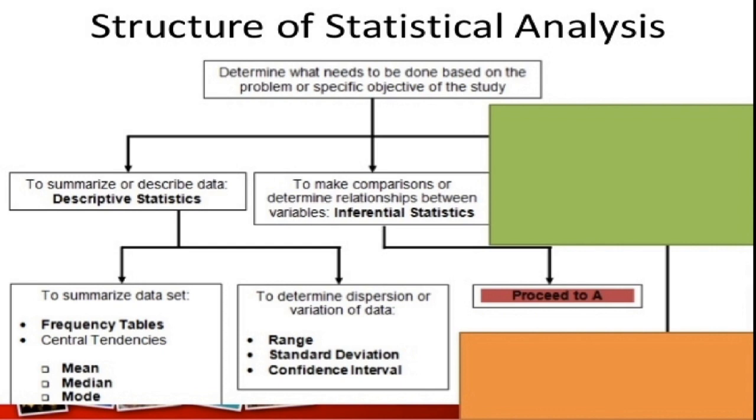Another one is to determine the dispersion or variation of data. That implies how far the data is deviated from the central tendency. For this purpose, we can apply the range, which is the difference between the largest value and the smallest value. Then we can have standard deviation, mean deviation, quartile deviation, confidence interval. Like that, we have so many techniques available.